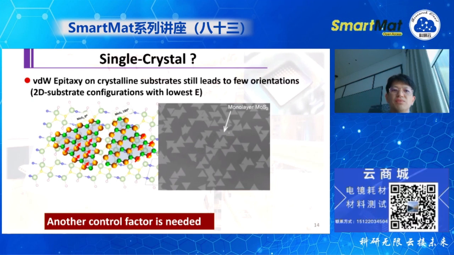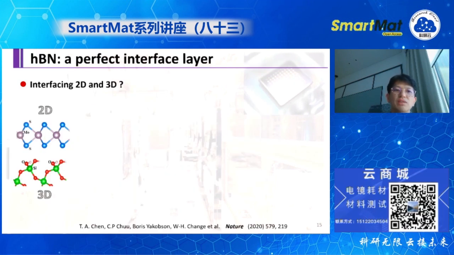So this is something we don't really want to see. So how do we control it to get a single crystal? Let me take hexagonal boron nitride as an example, and then we can move to MoS2 later. So hexagonal boron nitride is an atomic layer insulator, and it is very interesting because it is also a 2D material, meaning that the surface is free of defects.